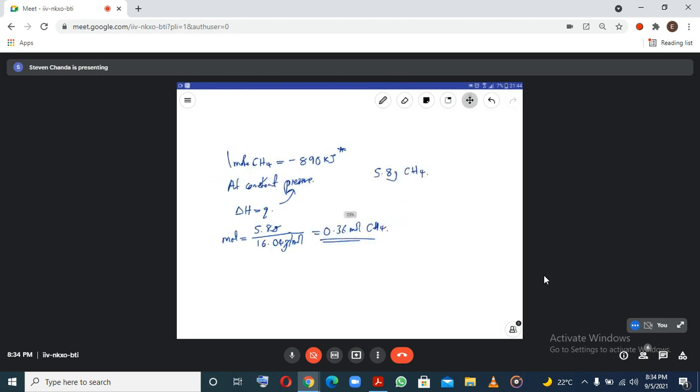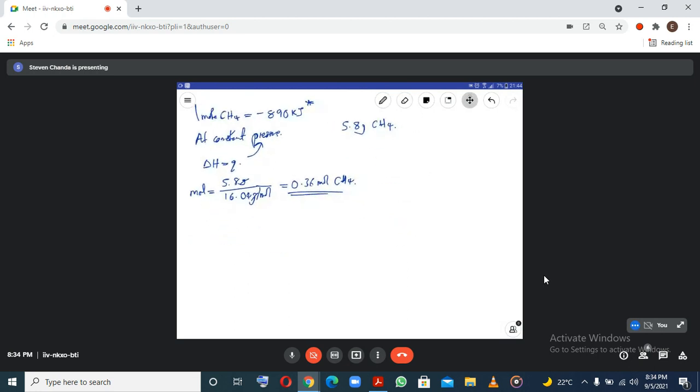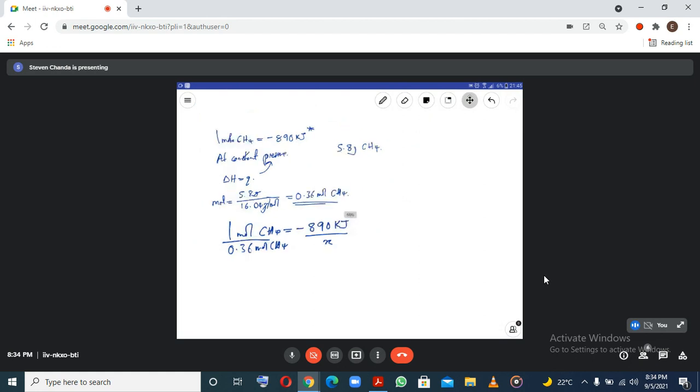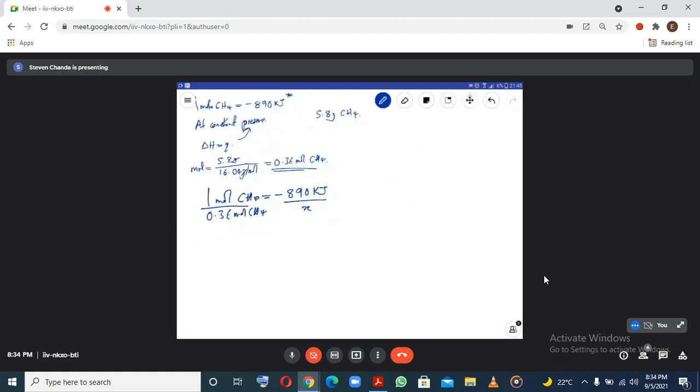So once we have that, we now say, okay, if one mole of methane gives us this, then how about 0.36 mole of methane? What is it going to give us? So that's basically how we are looking at it, right? So you are multiplying, cross multiplying, that's to say.